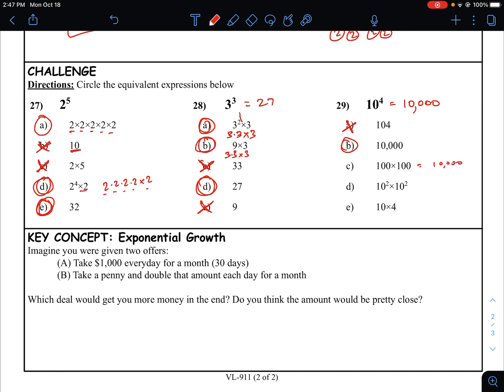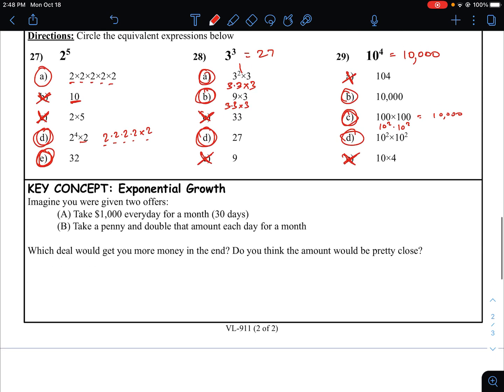It is. Or you could say, well, 100 is like just 10 square times 10 square. And 10 square times 10 square, that's 10 times 10 times 10 times 10, which is 4 tens multiplied together. That is correct. Oops, that's not C. This is C. 10 square times 10 square. Isn't that what I just said before? Yeah, that is correct. And 10 times 4, that is not correct.